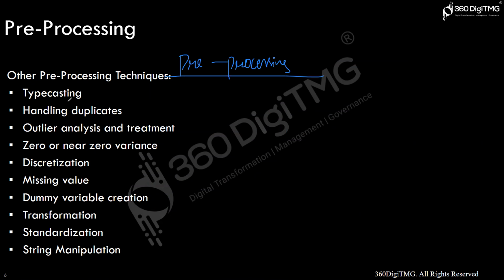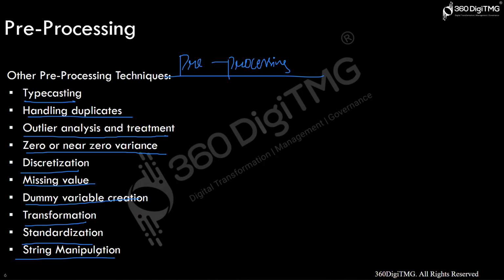Pre-processing types. So we have typecasting, handling duplicates, outlier analysis treatment, zero and non-zero variance, discretization, missing value, dummy variable, transformation, standardization, and string manipulation. Okay, so we have these many types of preprocessing, guys.